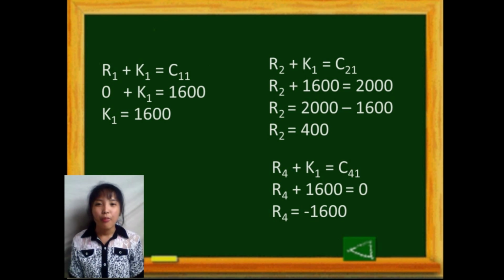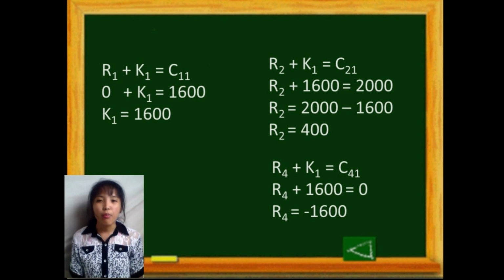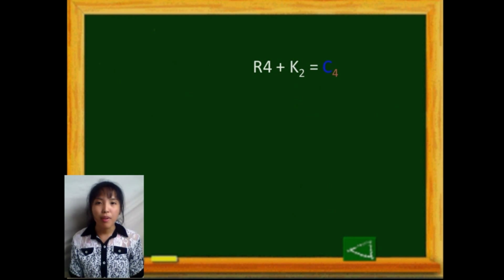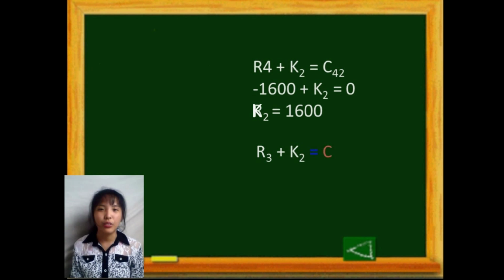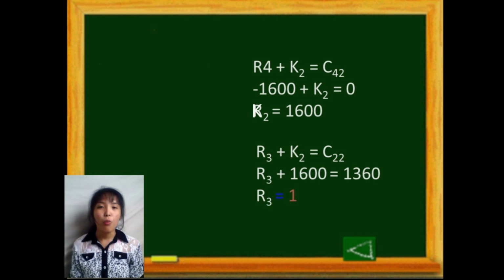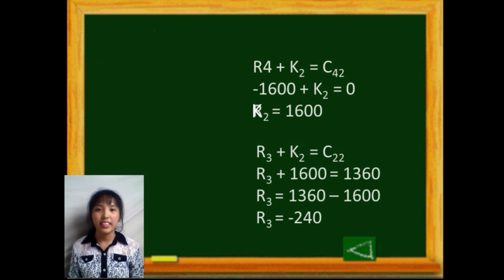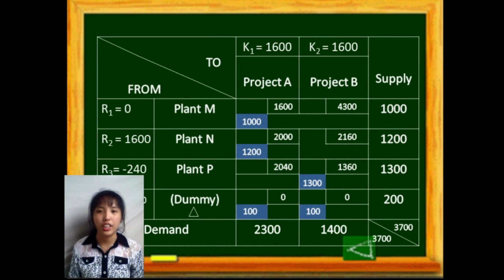R sub 2 is equal to 400. R sub 4 plus 1,600 is equal to 0. R sub 4 is equal to negative 1,600. R sub 4 plus K sub 2 is equal to C sub 4,2. Negative 1,600 plus K sub 2 is equal to 0. K sub 2 is equal to 1,600. R sub 3 plus K sub 2 is equal to C sub 3,2. R sub 3 plus 1,600 is equal to 1,360. R sub 3 is equal to 1,360 minus 1,600. R sub 3 is equal to negative 240.